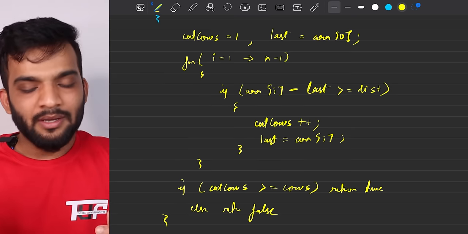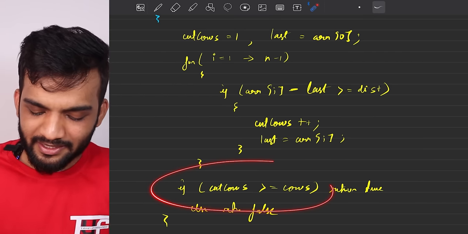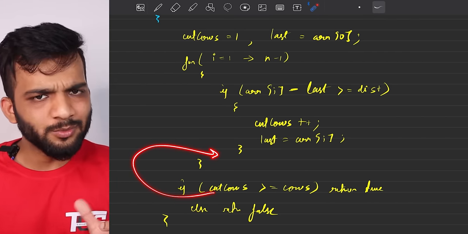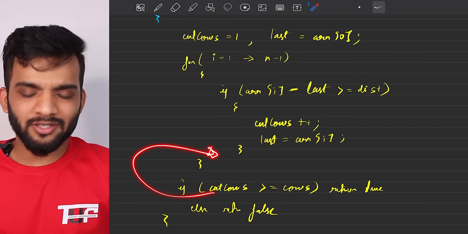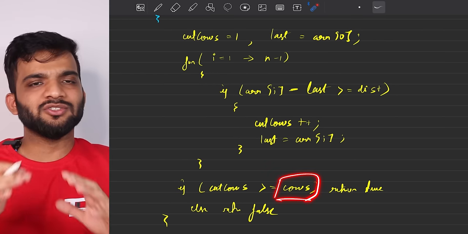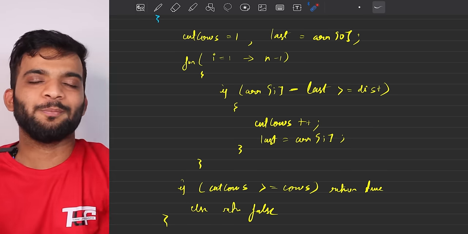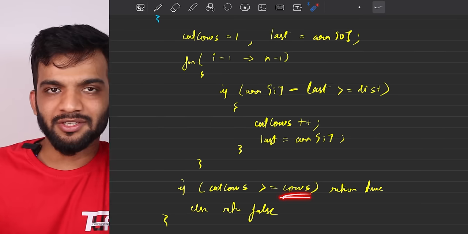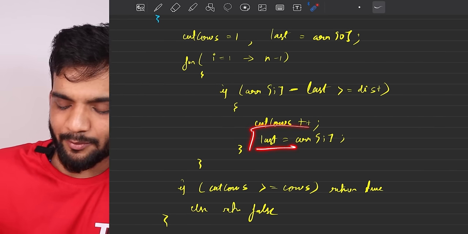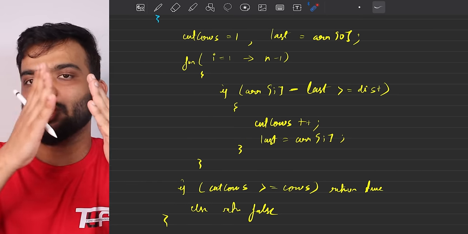And by the way, this particular statement can return inside the for loop as well, so that you don't do a lot of iterations. The moment you reach the number of cows, you say return true. I don't want to place more cows. You've done cows, return. And this is making sure that you keep a track where it was the last placed.